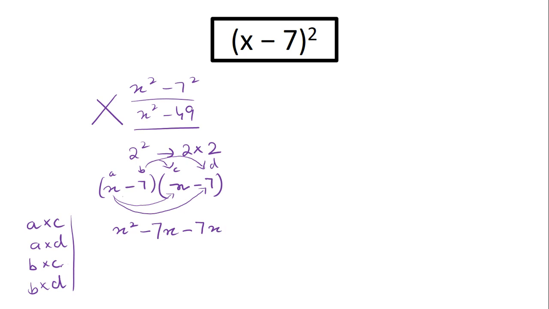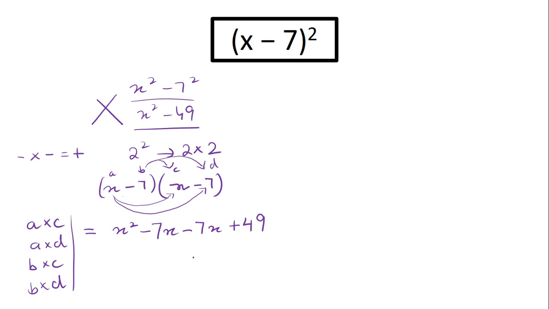And then the last step, B times D. B is negative 7 and D is also negative 7. So negative 7 times negative 7 gives me positive 49, because a negative multiplied with a negative always has to be a positive answer. 7 times 7 is 49. Negative times negative is a positive, so I have positive 49. So this is not complete yet. There's another step to this.